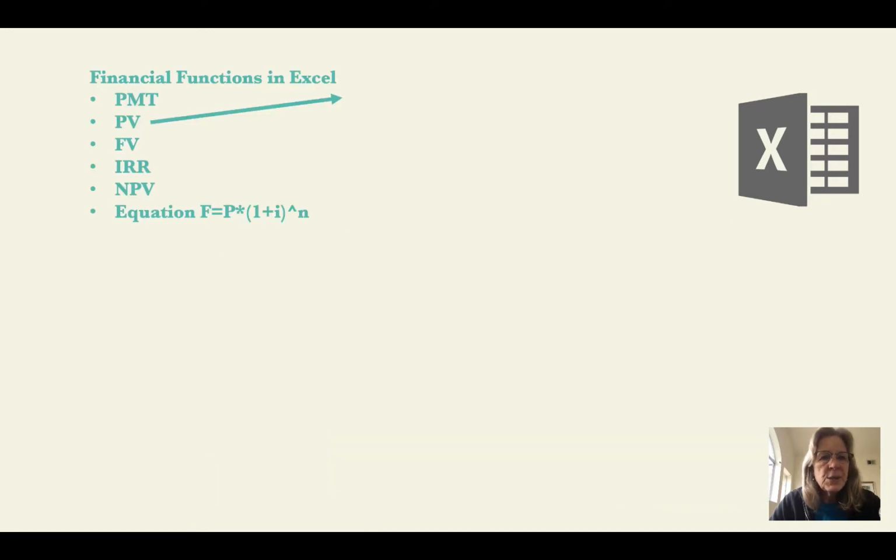So let's look at the next one, which is present value. So it's very, very similar. The rate, the number of periods, the payment amount now, right? Because we're trying to find the present value of a particular payment or the future amount.